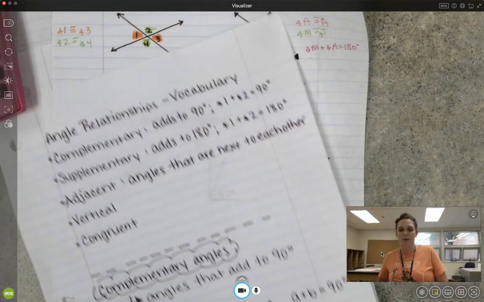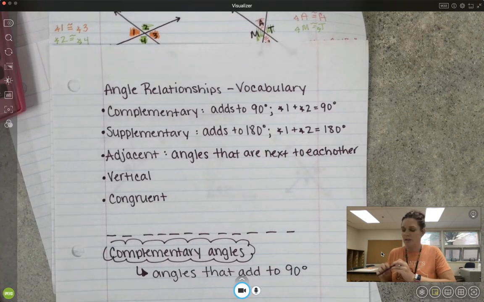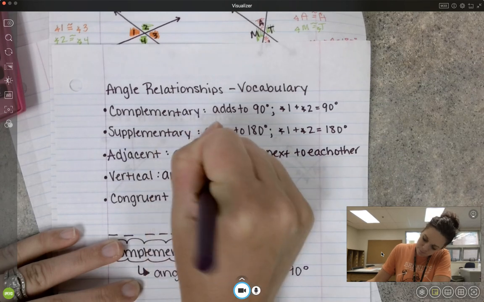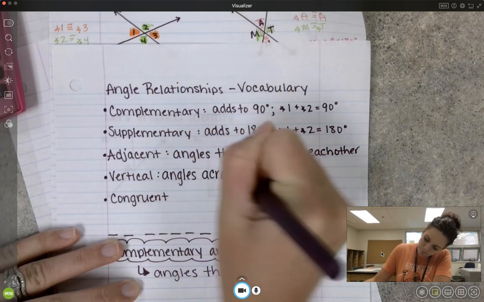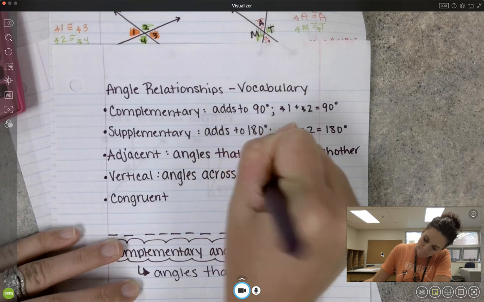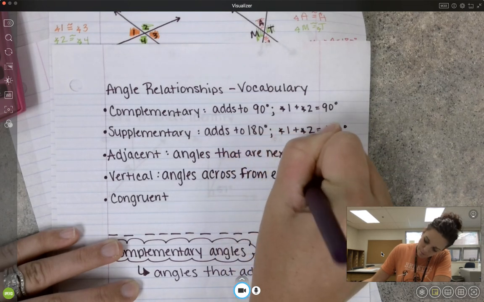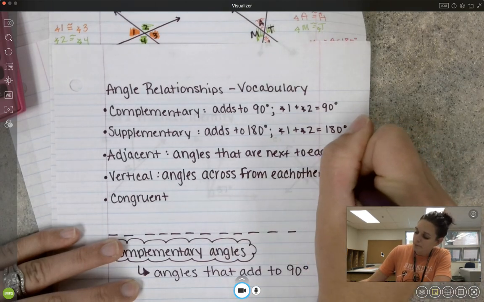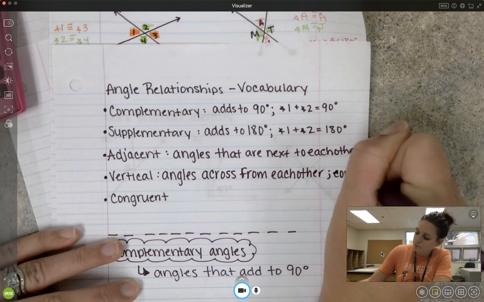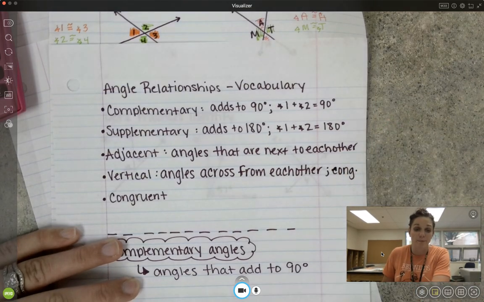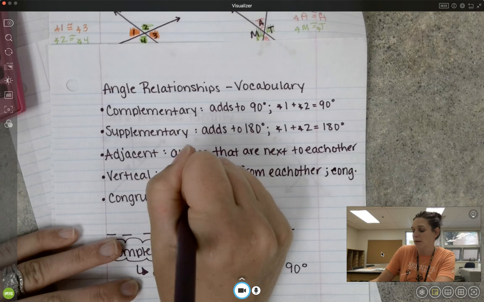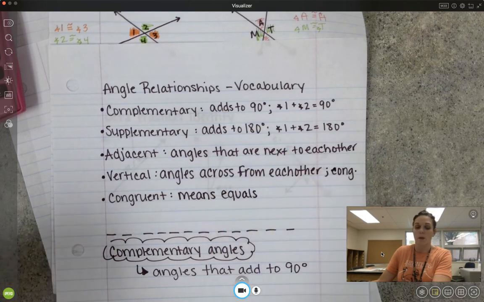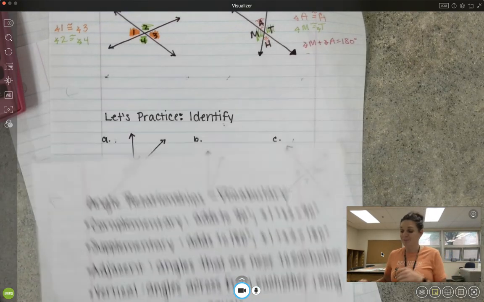Oh, and we forgot to write up here. I'm so sorry. Julie's losing her brain. So vertical angles plus each other. And then we're going to write congruent. It's supposed to say congruent. And then we have to define congruent, and that means equals. All right.